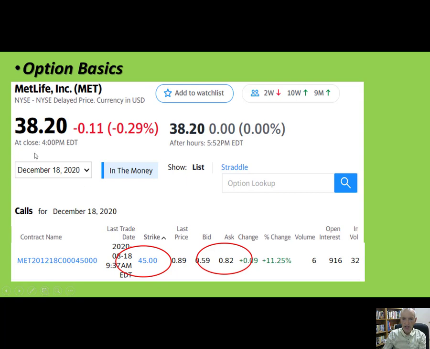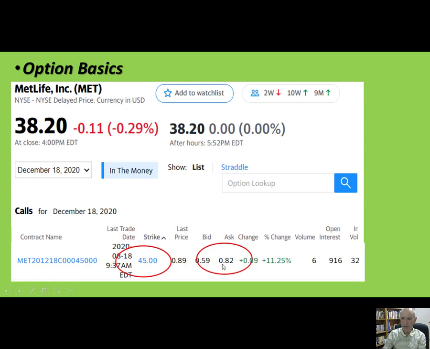Well, the advantage you have now is I did this in August. So sitting in August, between August and December 18th, you have the right to buy this stock for $45. And you have to pay a premium to do it. You have to pay 82 cents. That's the ask price. Again, notice the bid-ask is very, very wide.